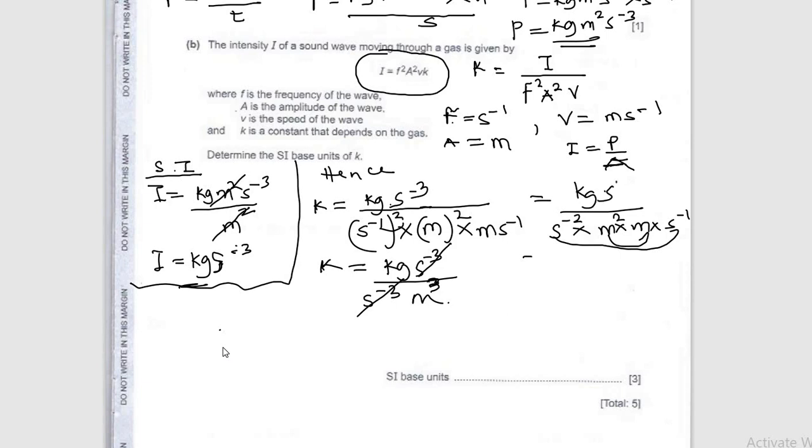This is x minus 3. So at the end of the day, we are left with kilogram over meter cube, which is the same thing as kilogram per meter cube. That's the SI base unit for K, according to the question.